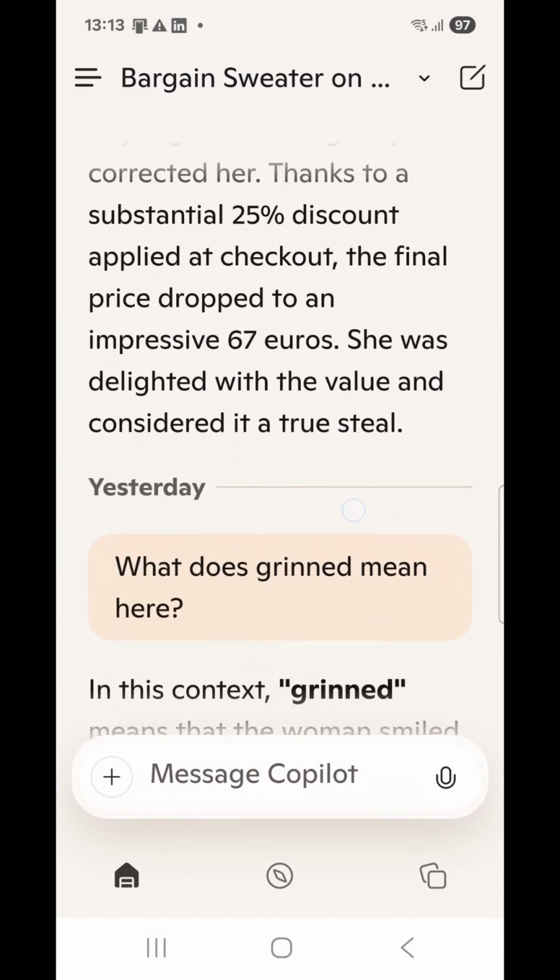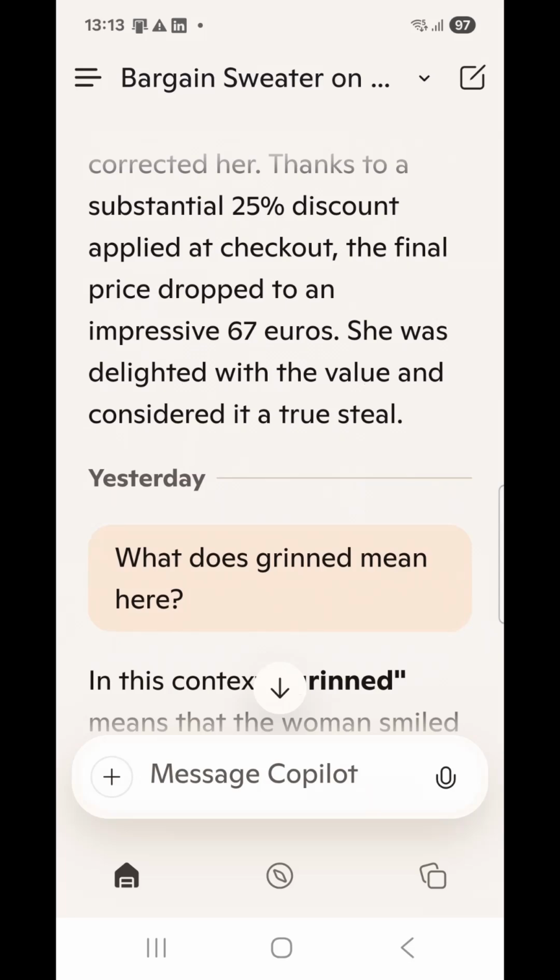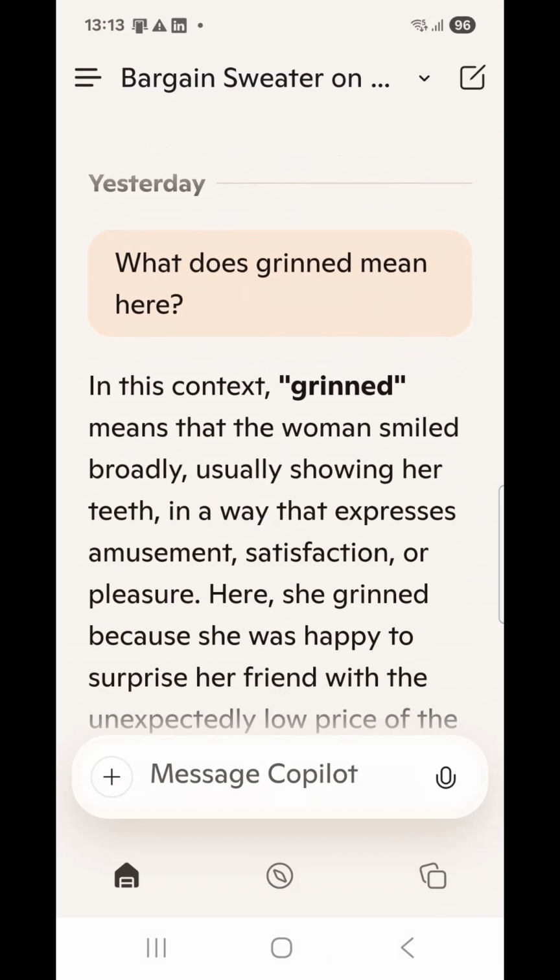I then decided to check whether Copilot would also explain the vocabulary that the student asked about. So I said, what does grinned mean here?